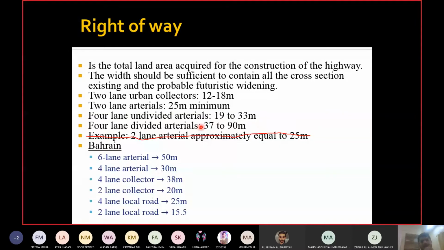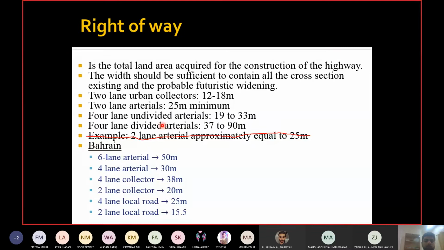Okay, so this includes everything. So they are given some standards. We are constructing a 2-lane urban collector, reserve a space up to 18 meters. If it's a 2-lane arterial, you reserve up to 25 meters. The 4-lane undivided arterial. So 4 lanes means 2 lanes in each direction. Undivided means without median. So you can go up to 33 meters. If it is with median, you can go up to 90 meters.